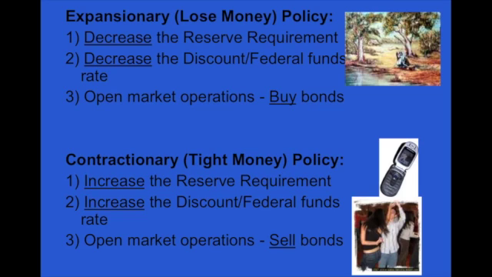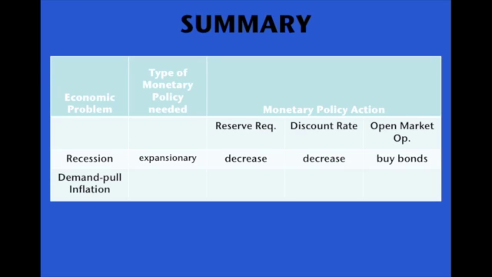Here's a summary of the actions. In economic problem, recession, you need expansionary policy to fix the recession. That would include specific actions like decreasing reserve requirement, decreasing discount rate, or buying bonds. In contractionary policy, that is best used in demand pull inflation times, then you would increase the reserve requirement, increase the discount rate, or sell bonds.